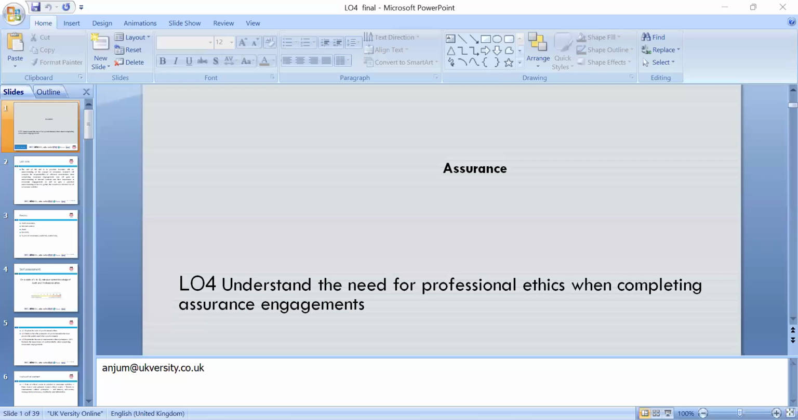So we'll start. Last lesson we covered our LO3. In the previous lesson we discussed LO2, which was internal control. We'll do a bit of a recap of what we learned during the last two lessons. Understand the need for professional ethics when completing the assurance engagement. Our discussion today is heavily about the organization. That's quite crucial, which we need to look around. So please, we need to make sure we follow all the professional codes of ethics.